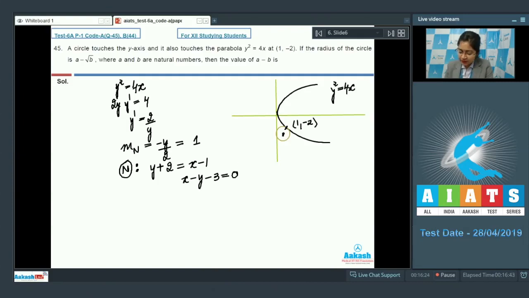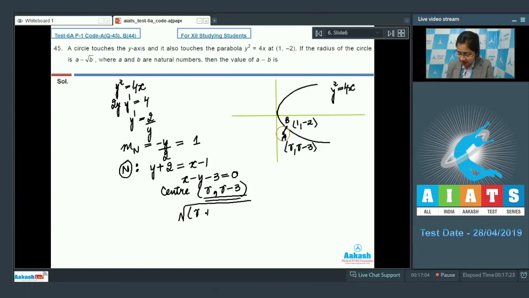Now if I assume the center of the circle as (r, ...), then from here, if x is r, the value of y will be r minus 3. Now it can be observed that the circle is touching the y-axis, which means that the radius of the circle will be equal to the x coordinate of the center. So its radius is also r. So we can say that this distance, let us say AB, is equal to r. Let us apply the distance formula here, because we know the point A, that is (r, r minus 3).